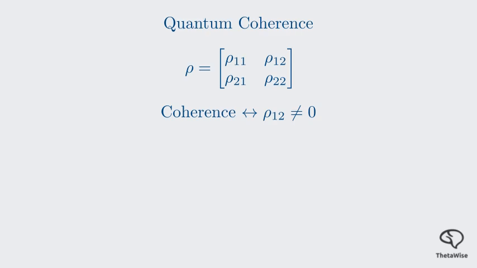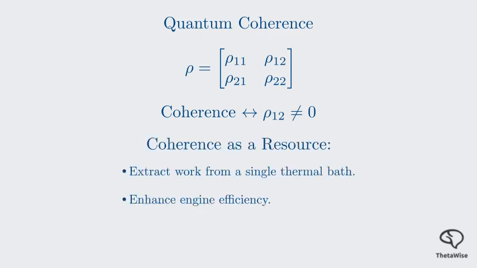Coherence is a resource. It's like fuel that can be used to perform thermodynamic tasks that are impossible classically. For instance, coherence can be used to extract work from a single thermal bath, which is forbidden by the second law of thermodynamics for classical systems. This is a direct violation of the classical Kelvin-Planck statement. This doesn't mean the second law is broken. It means that coherence itself is a form of energy that must be accounted for. The second law is extended to include coherence as a resource.